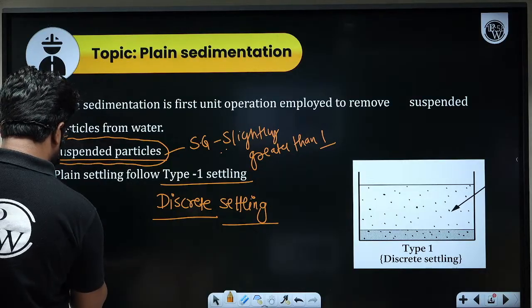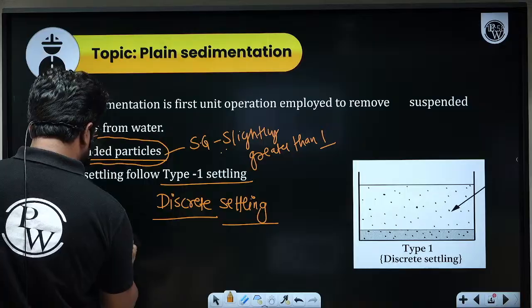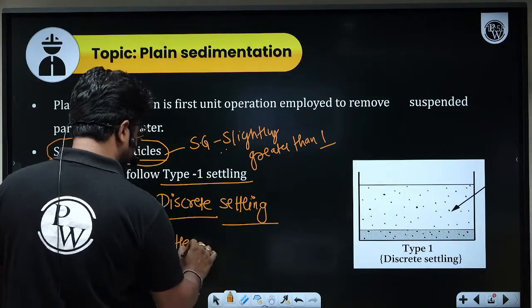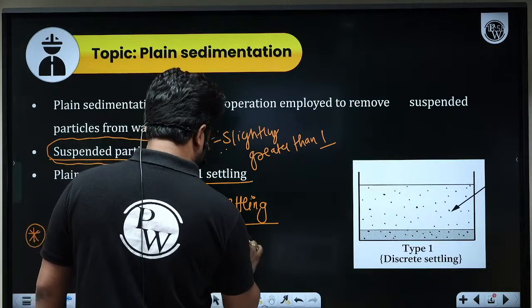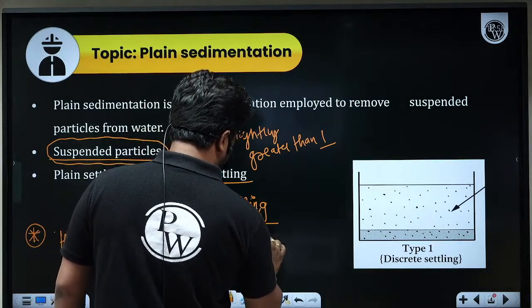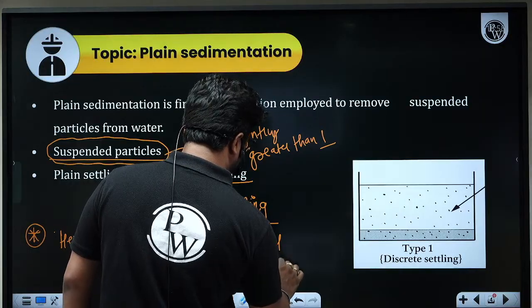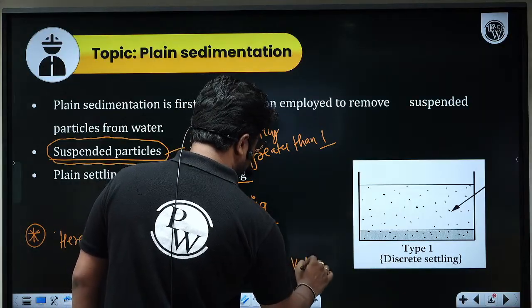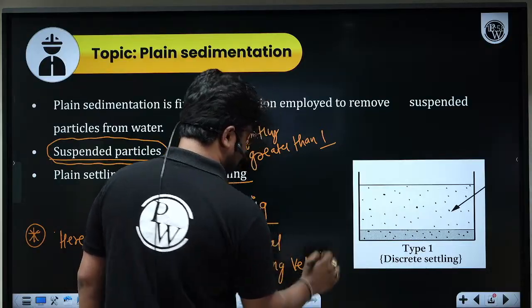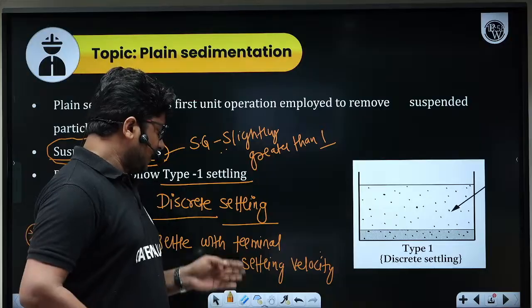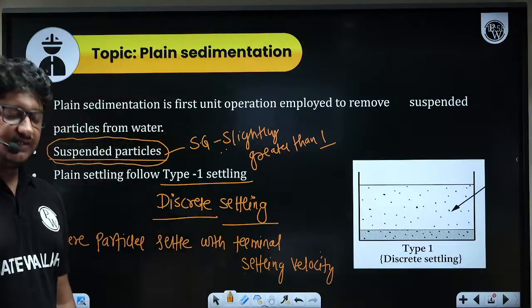here the particle settles with terminal settling velocity, and there is a concept which we have to discuss. That is the topic of the day. We need to discuss the terminal settling velocity.